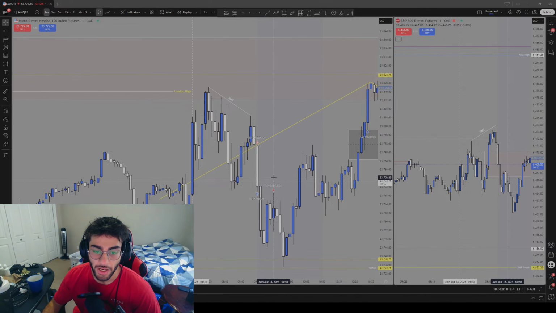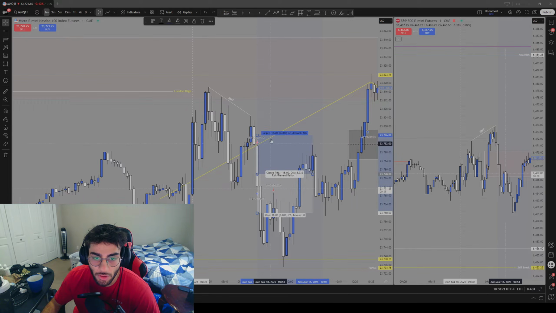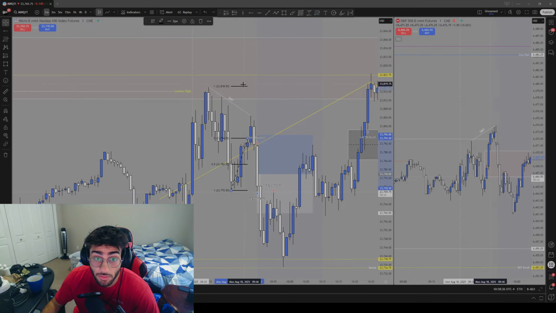And I took a position when we came back down here. I set a limit order. I set a limit order using golden fib at 778 right here, right? Because if you take a look at golden fib.